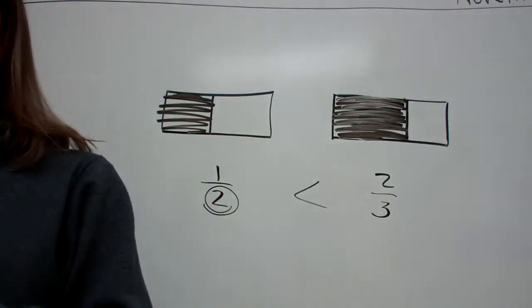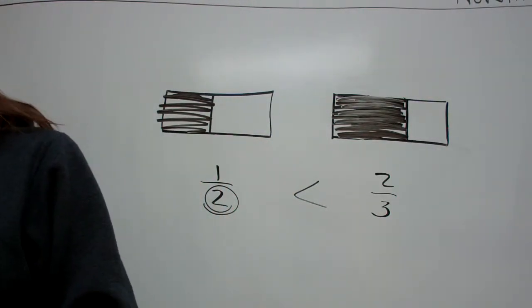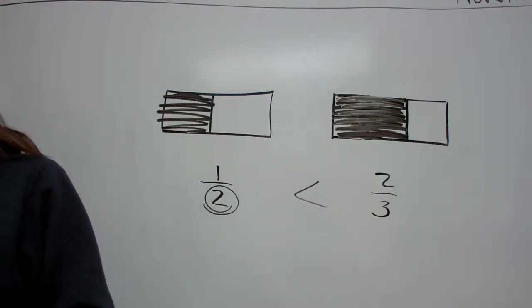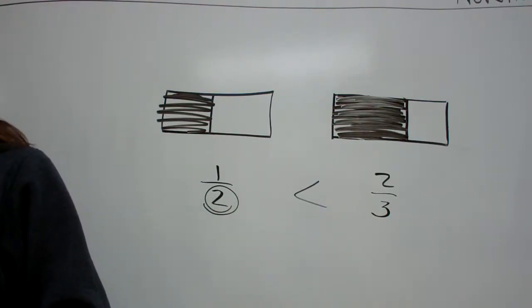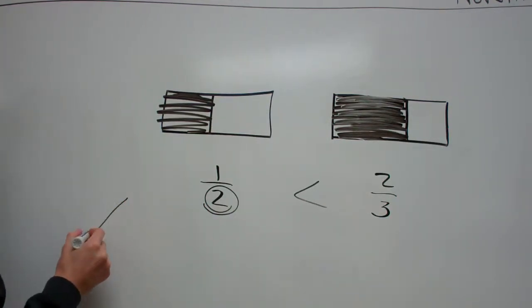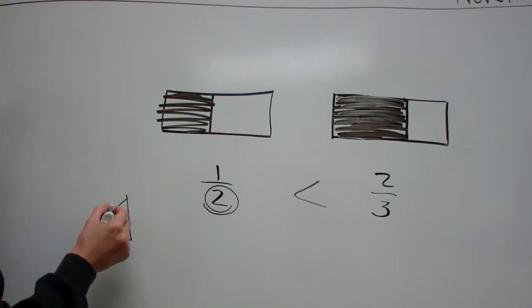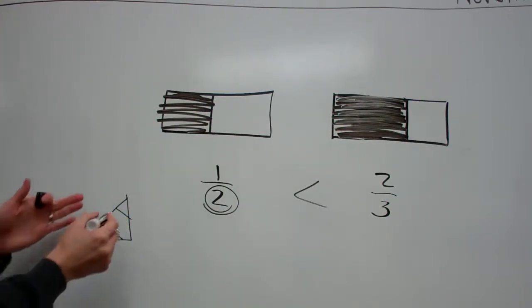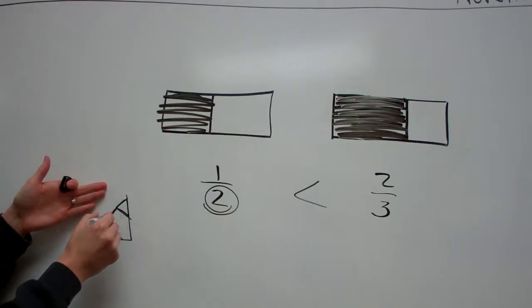Yes, Levi? Can we use any shape or does it have to be those 2? What other shape are you thinking of? Like a square? You could do a square. Or a triangle for half? Triangles would be hard because if I were to break up a triangle into 3 pieces, you see how this corner piece is way smaller than this piece?